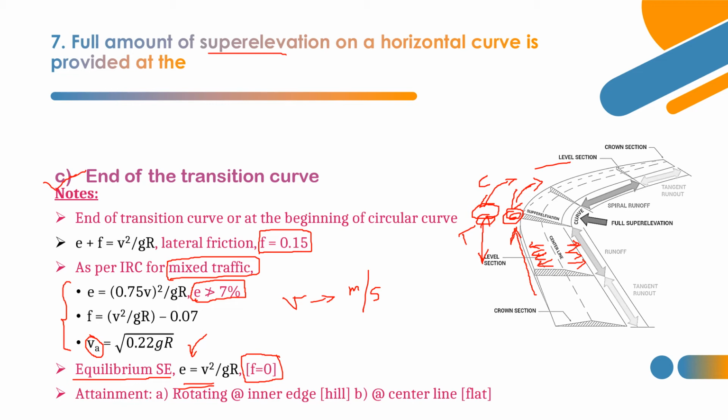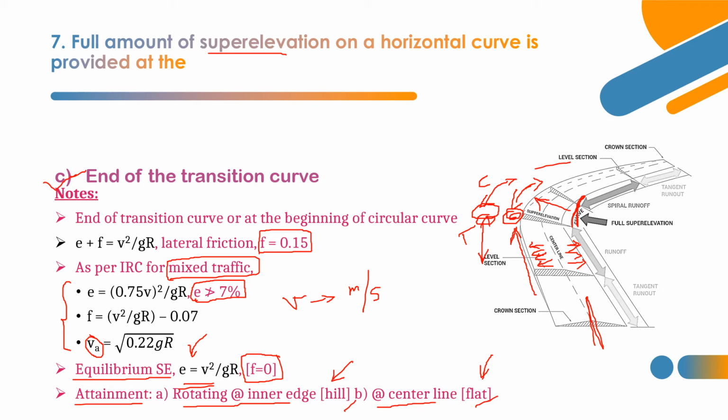And how is super elevation attained? There are two methods: by rotating about the inner edge, or by rotating about the center line. This is the center line. By rotating about the center line, we can attain the super elevation. Here in this diagram, they have attained the super elevation about the inner edge. So this is the inner edge. In case of hills, rotating about the inner edge is followed. In case of flat terrains, rotating about the center line is followed. So there are two applications.